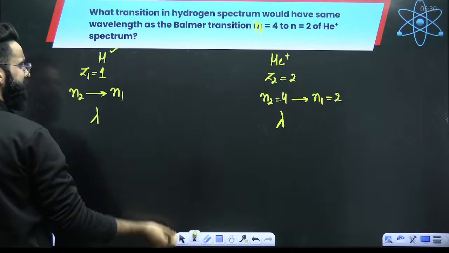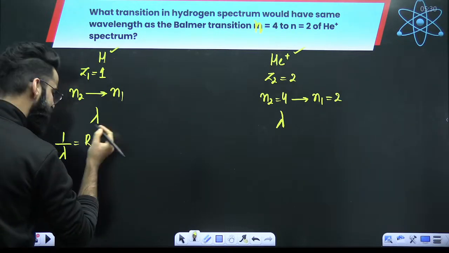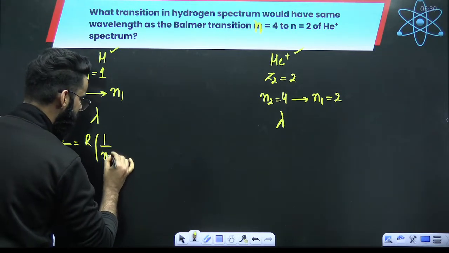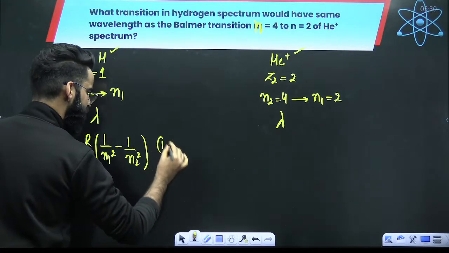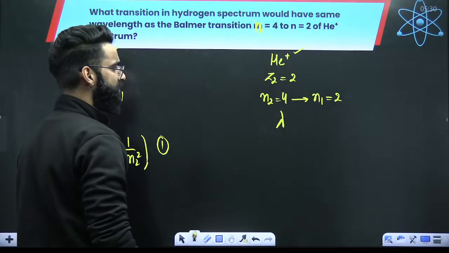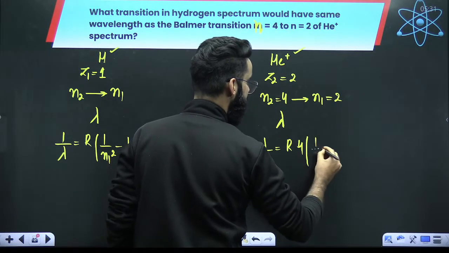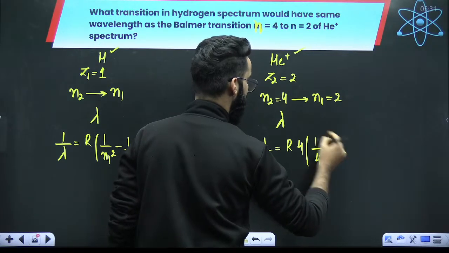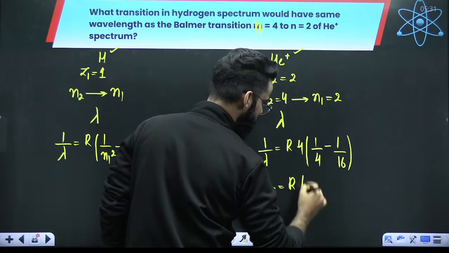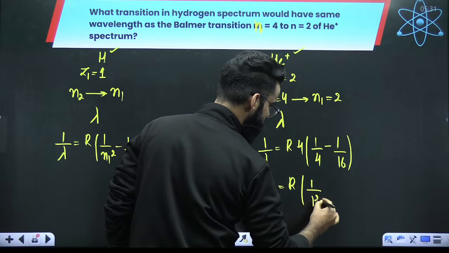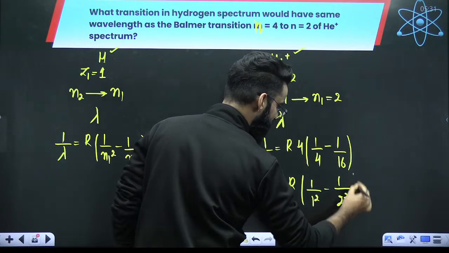What I'll be doing exactly? I'll be using Rydberg's formula for hydrogen as well as for He positive. It's going to be 1 divided by lambda is equal to R Z square into 1 upon N1 square minus 1 upon N2 square. My dear students, I'm calling this equation number 1. Use the Rydberg formula for this particular transition as well. So it's 1 divided by lambda is equal to R Z square. So 2 square is 4, times 1 upon N1 square minus 1 upon N2 square. So you can write 1 by lambda is equal to R, 4 times (1 by 2 square minus 1 by 4 square)... the 4 cancels, and this gives 1 by 1 square minus 1 by 2 square.